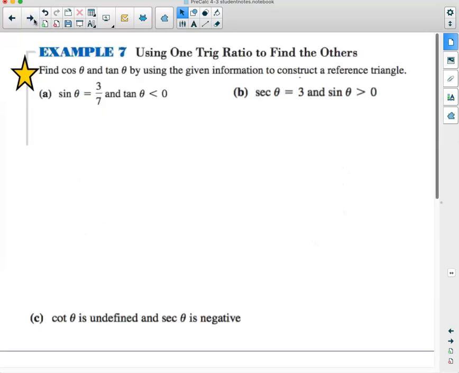Alrighty. So now, trig is like a math puzzle. You're trying to put all the things together that you know to find the things that are missing. And we've got to find cosine of theta and tangent of theta by using the given information to construct a reference triangle. The overall name of this one is using one trig ratio to find the others. Now, we're not necessarily going to find all 6, but they said, we're giving you one. Now, find 2 of them for us. Figure out where those are at. And we definitely start with a drawing.